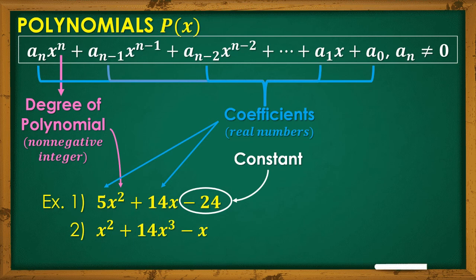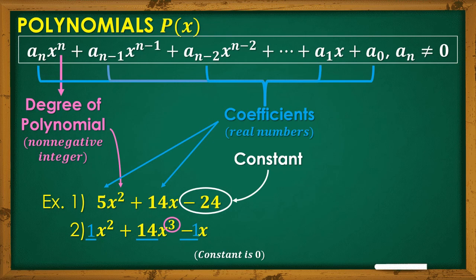How about number 2? X squared plus 14x raised to 3 minus x. Alin dyan ang degree of polynomial? Very good, that is 3 because 3 is the highest degree or the highest exponent. Sino-sino naman ang mga coefficients? Correct, meron tayong 14. Meron pa ba? Yes, we have 1 as the coefficient of x squared. And we also have negative 1, the coefficient of x. How about the constant? Correct, constant is 0. So ang polynomial or polynomial expression ay pwedeng walang constant.